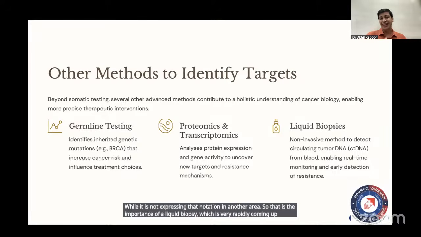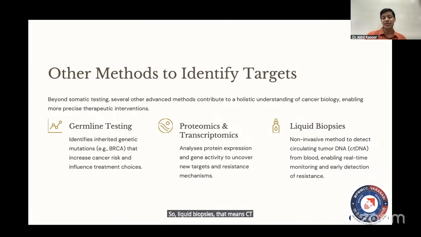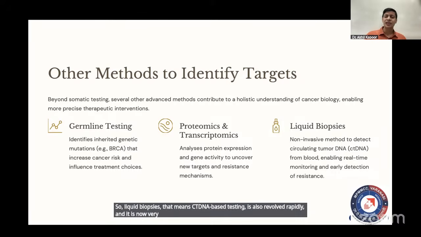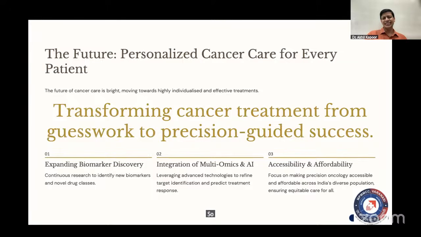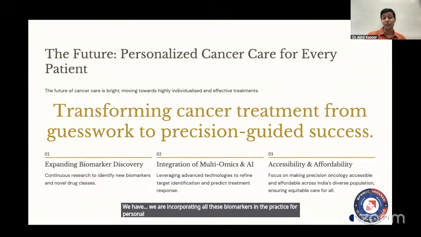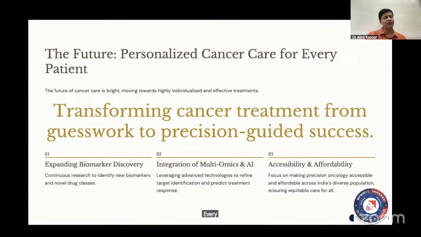There we try to integrate both liquid and solid tumor biopsies in terms of NGS. So liquid biopsies, that means ctDNA based testing, have also evolved rapidly, and are now very routinely utilized in even routine practice as well. So as I discussed, we have come a long way in the last one decade itself. We are incorporating all these biomarkers in the practice for personalized cancer care for every patient. Every patient needs to be treated differently.